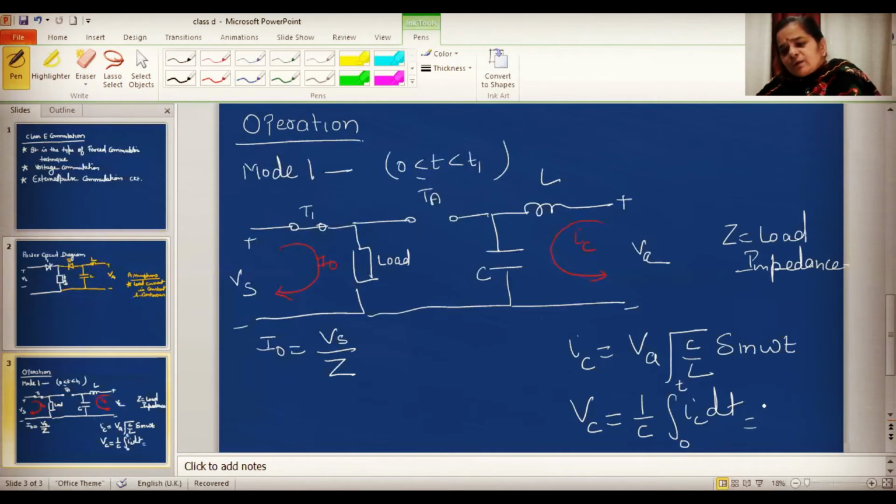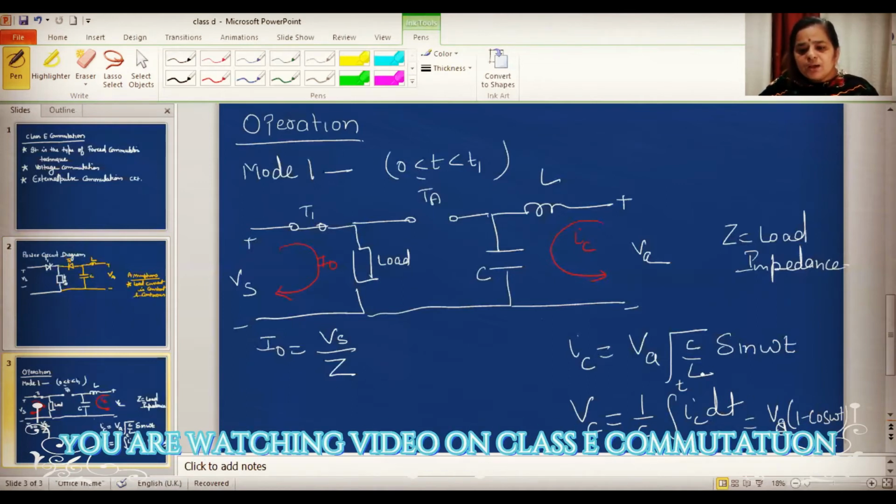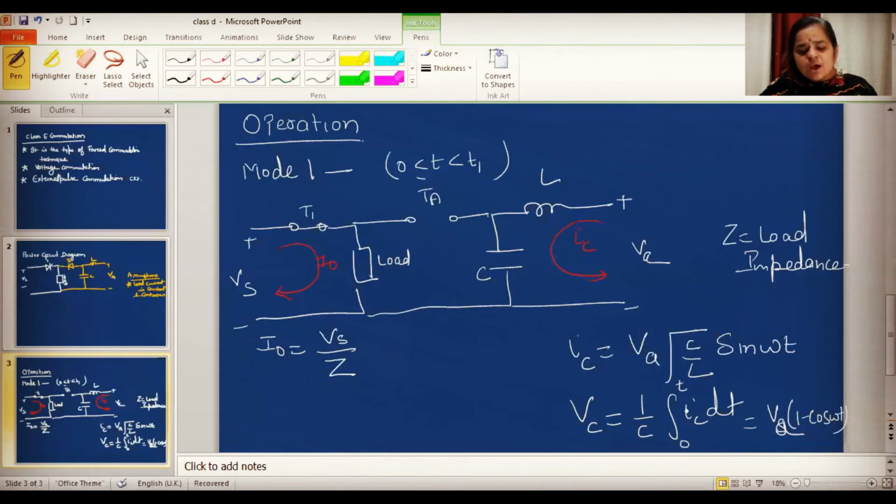And if you calculate this, it will come as Va times 1 minus cos omega t. Okay, so that means when this charging current flows, the Vc will change its value like this. So this is how the capacitor voltage is going to change.